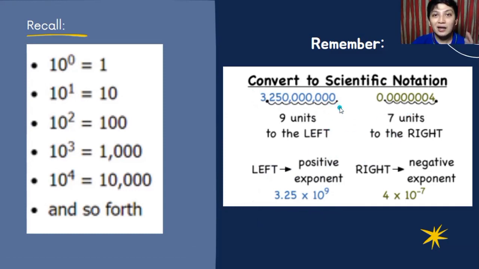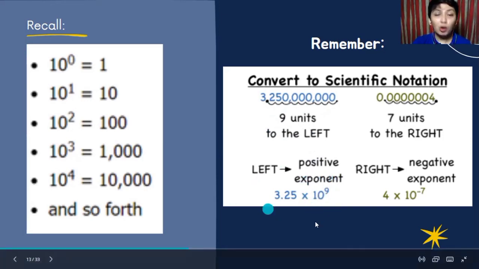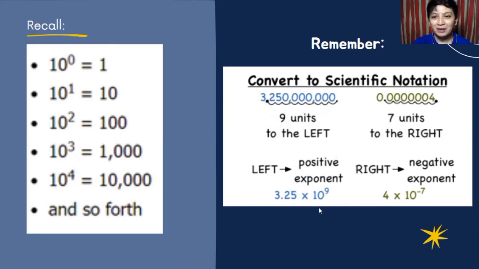So when you move it, just count how many movements you make to the left. 1, 2, 3, 4, 5, 6, 7, 8, 9. So you have 9 units to the left, meaning you will use a positive exponent. It also expresses that this is a big number, because you have a positive exponent, it is a bigger number. On the other hand, we have 0.0000004. From this point, we move it 7 units to the right. So we have 4 times 10 raised to negative 7. A negative exponent means that you have a smaller number.